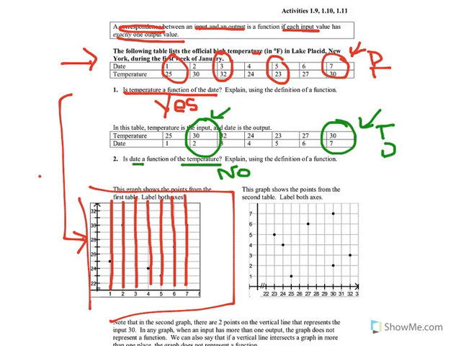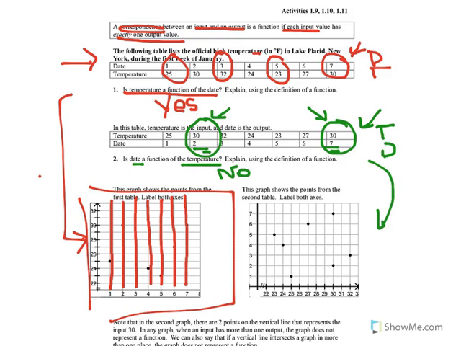In here, we can see that 30 degrees Fahrenheit happened on the second day and on the 7th day of January. Okay, so there is an input that has two different outputs, and that cannot happen in a function.